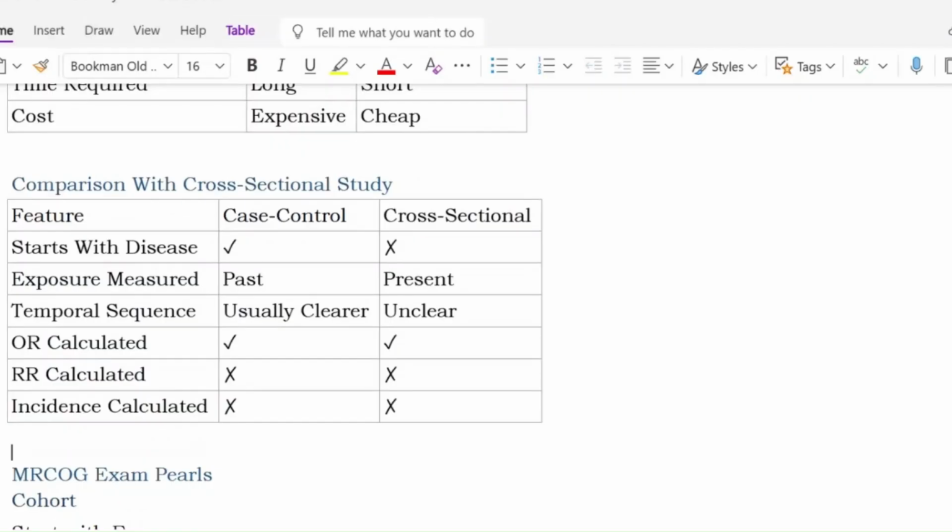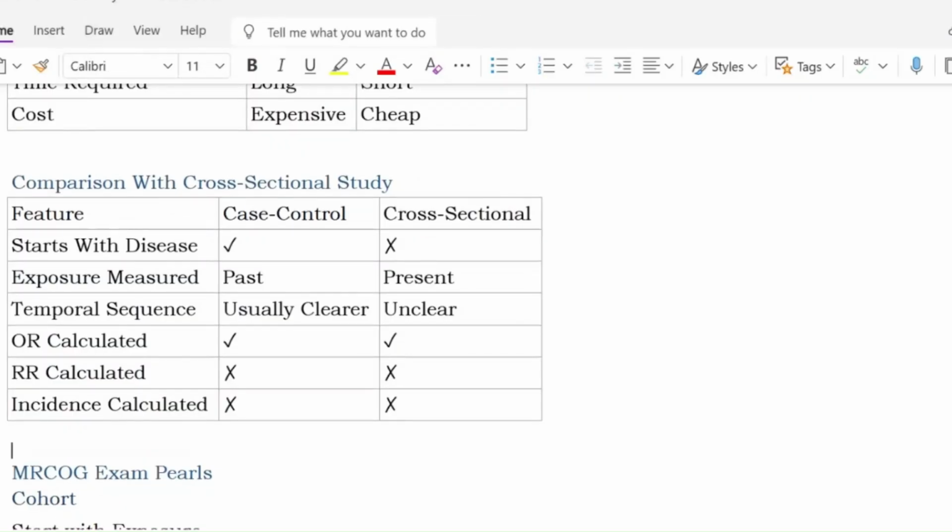When you compare the case control study with the cross sectional study, case control will start with the disease, while in cross sectional both will be present simultaneously. Then exposure is measured in the past, while in cross sectional you study there and then, in that section only.